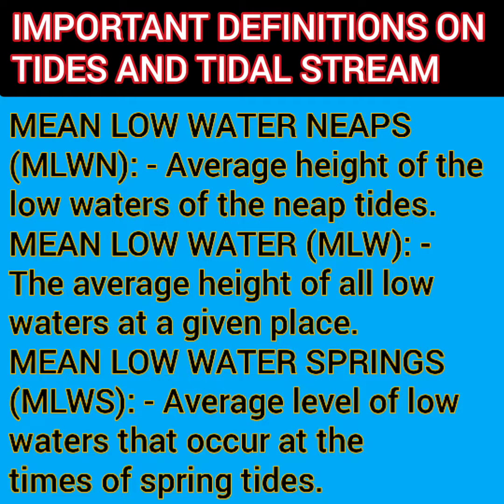Similarly, we have definitions for the low waters also. Mean low water neap means the average height of low waters of the neap tides. Then mean low water is the average height of all low waters at a given place. Then mean low water spring is the average level of low waters that occurs at the time of spring tides.